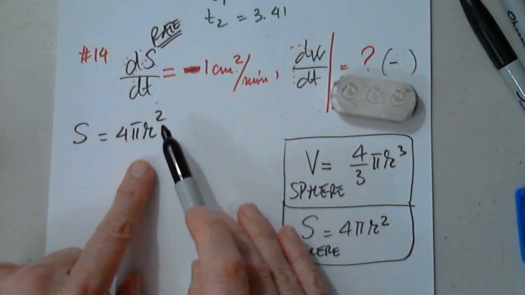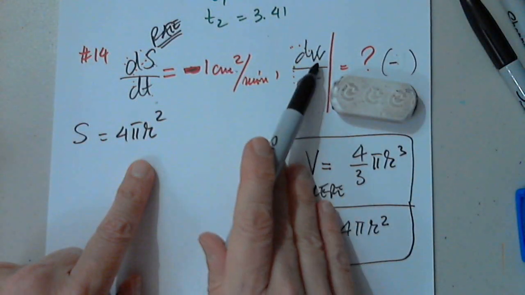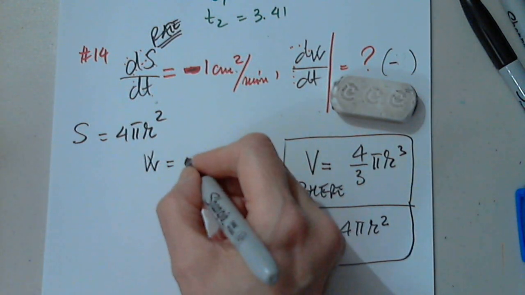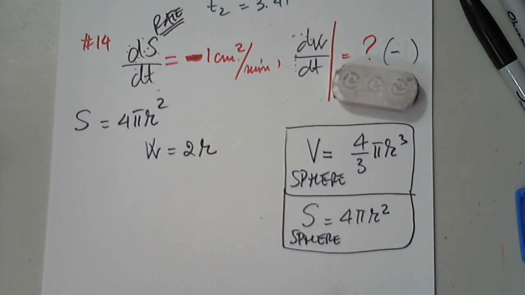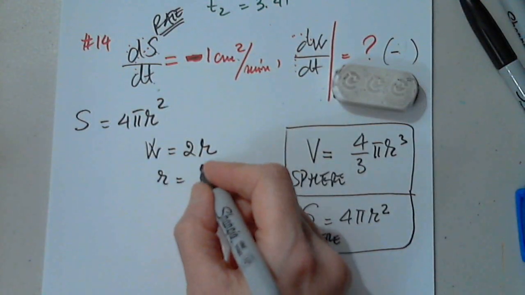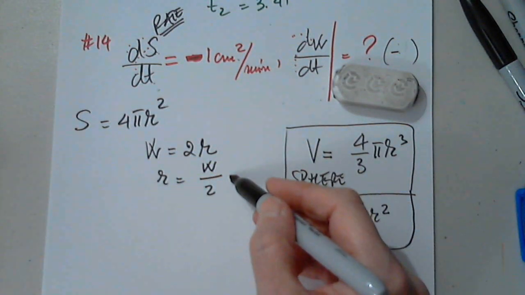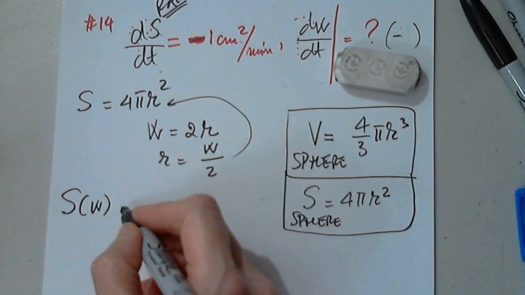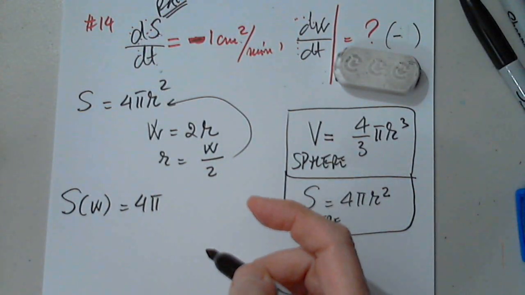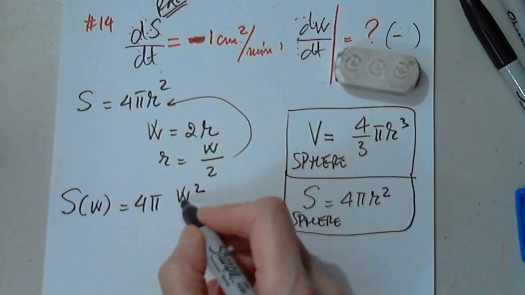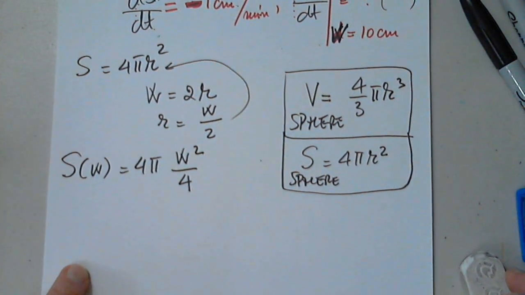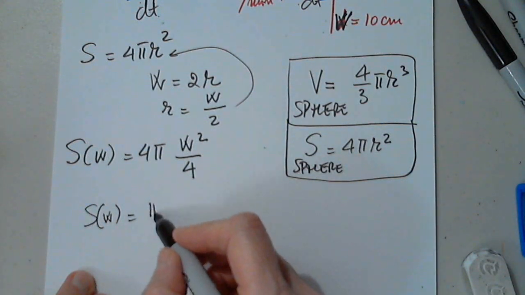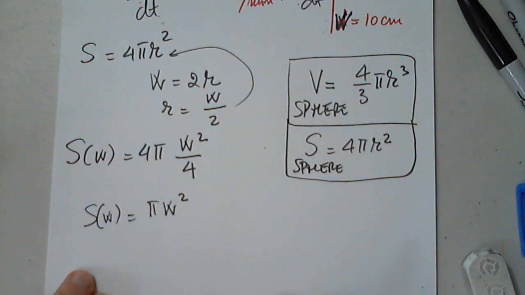Notice that they don't say anything about r. They want us to talk in terms of W. No problem. W equals 2 times r. So then r equals W over 2. Very easy to show now that this is a function of W, which is 4 pi times W squared over 4. Simplify and I get S of W equals pi W squared.